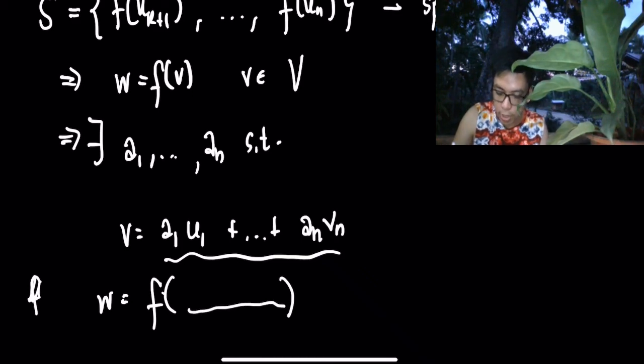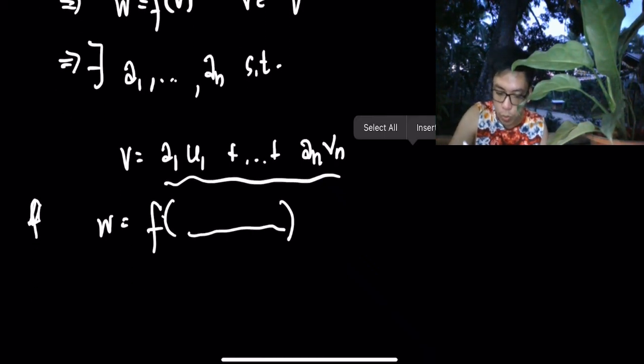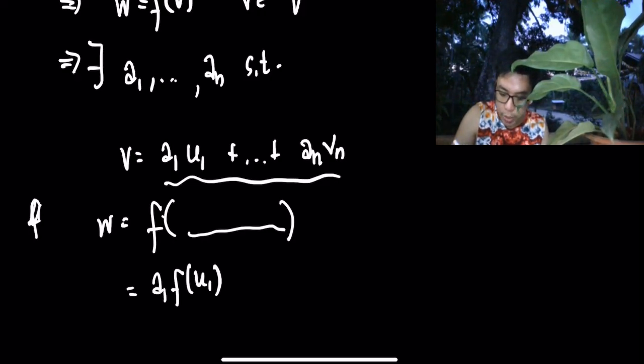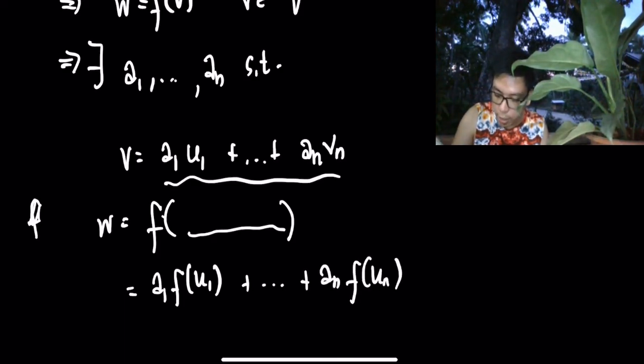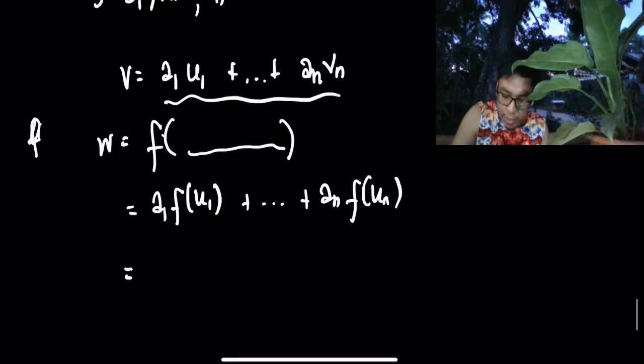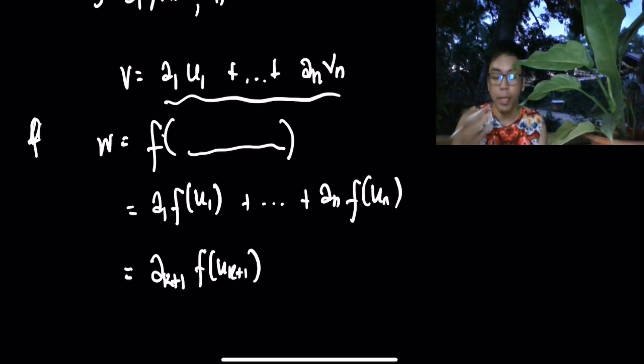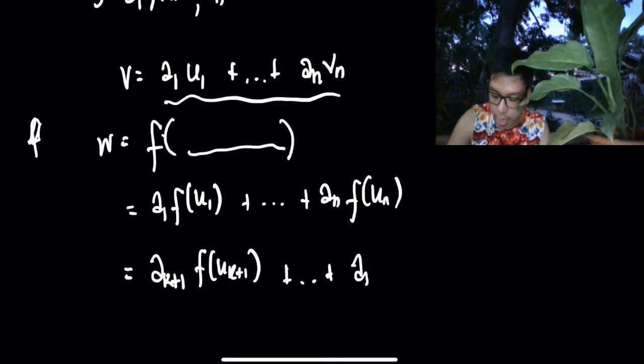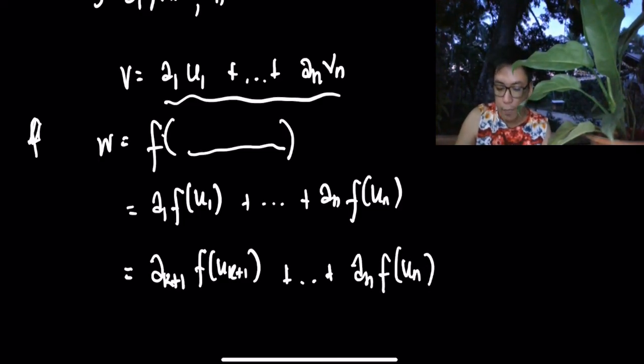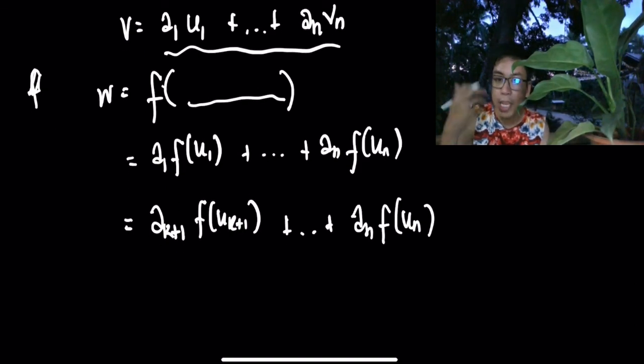So I'm going to write this thing here, and that's actually equal to A1 F of U1 up until AN F of UN. The terms up to K vanish, so this is simply written as A sub K plus 1 of F of UK plus 1, up until you get AN of F of UN. So meaning to say, there we arbitrarily replaced 1 by K plus 1.